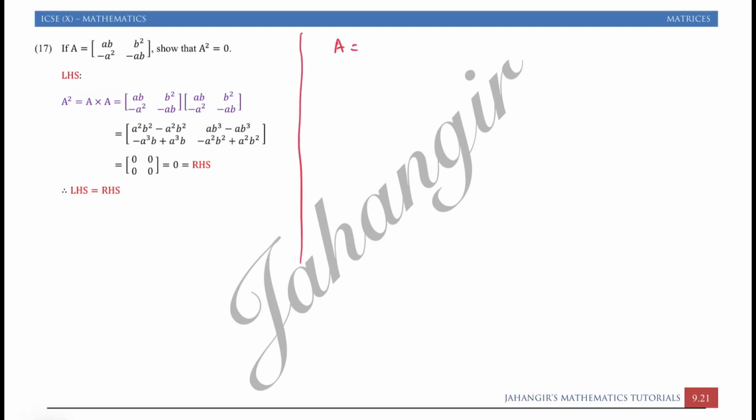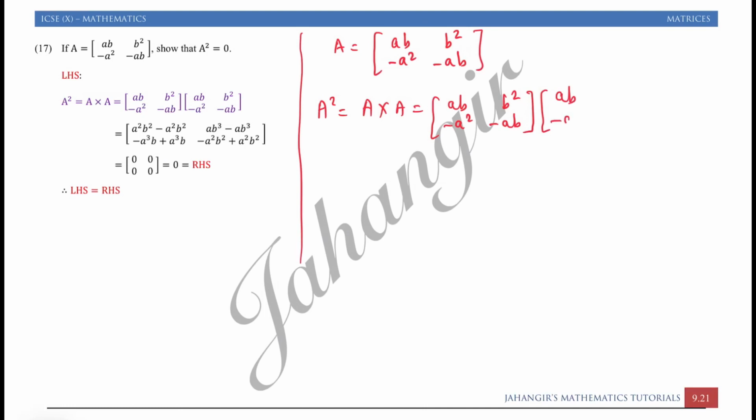A is given as [AB, minus A square; B square, minus AB]. You have to show that A square is equal to 0. So I can write A square is equal to A multiplied by A. That is [AB, minus A square; B square, minus AB] times [AB, minus A square; B square, minus AB]. So first row into first column, then second row into first column.